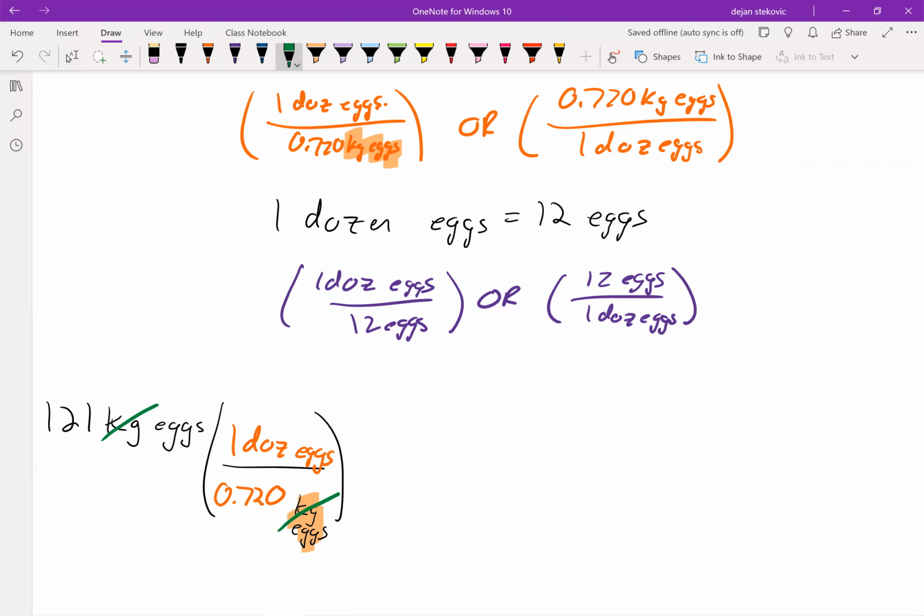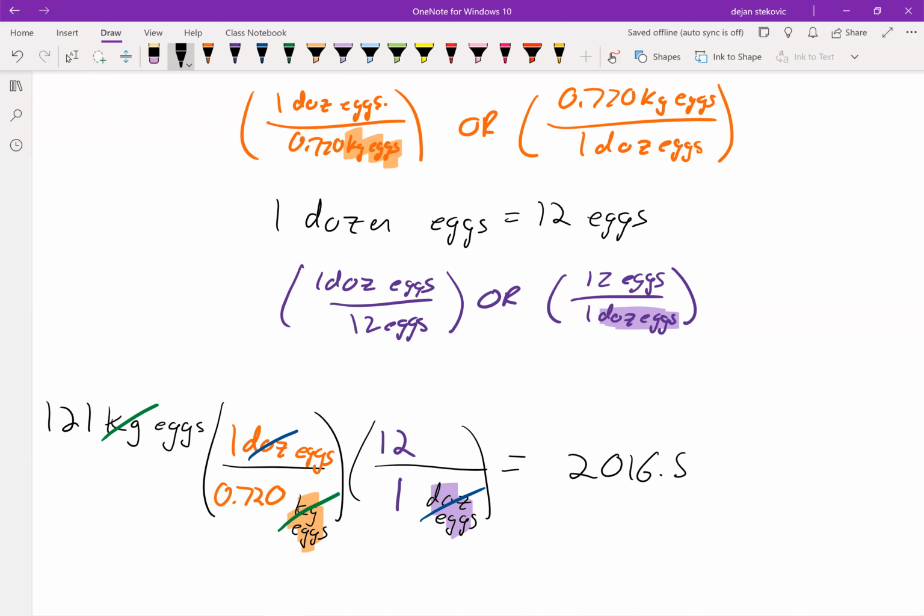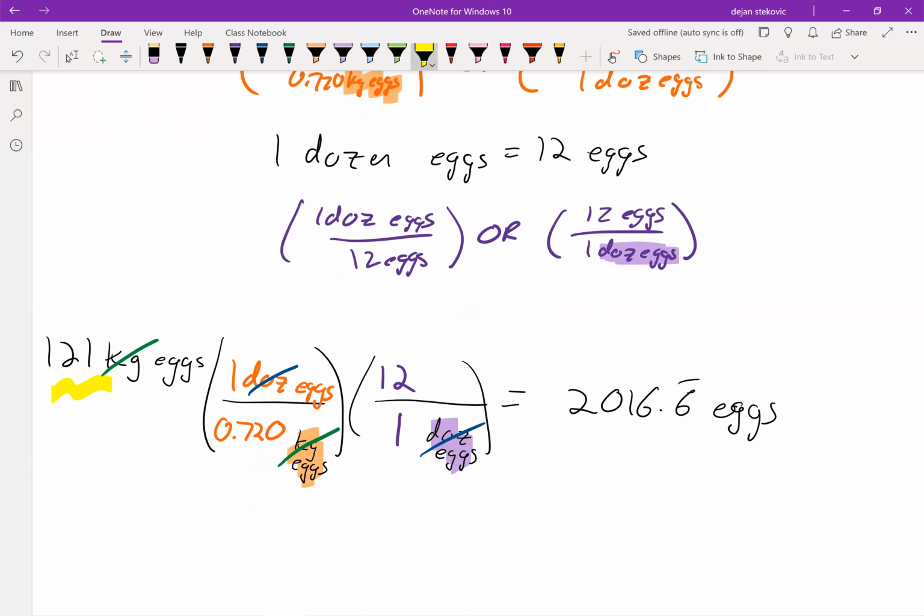The kilograms and the kilograms go ahead and cancel out. And now I'm at dozen eggs. So I know dozen eggs is going to have to go down here in the bottom. And then I just take a look at where it's at. Here I've got 1 dozen eggs right there. So 1 on the bottom, 12 on the top, and the dozen cancels out with the dozen. Do the math and you get 2016.6 repeated eggs.